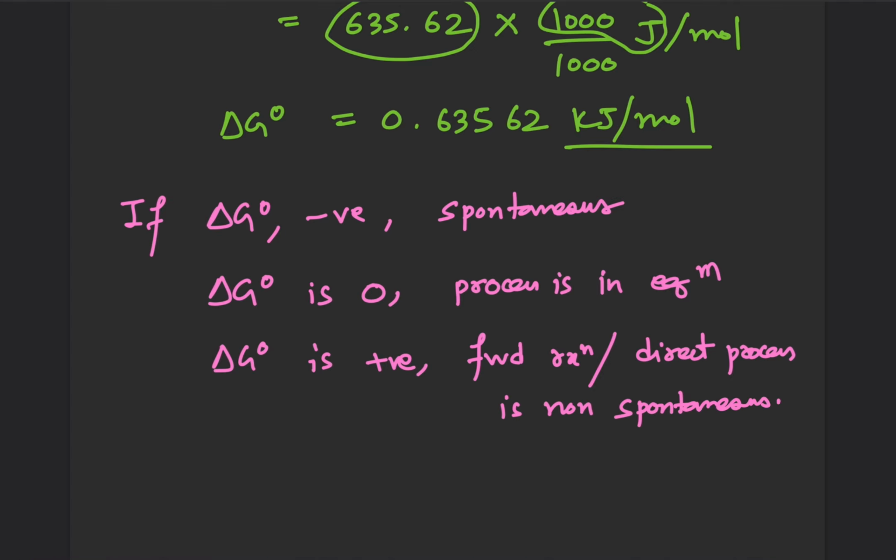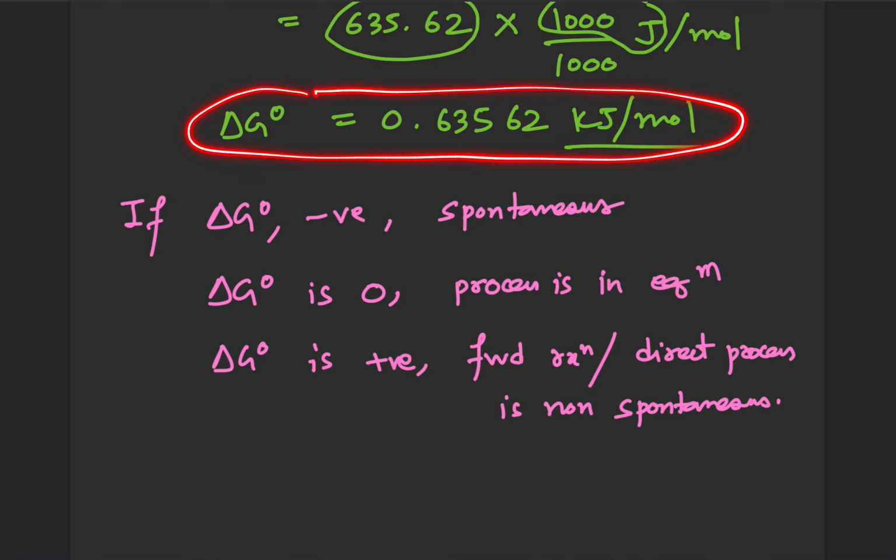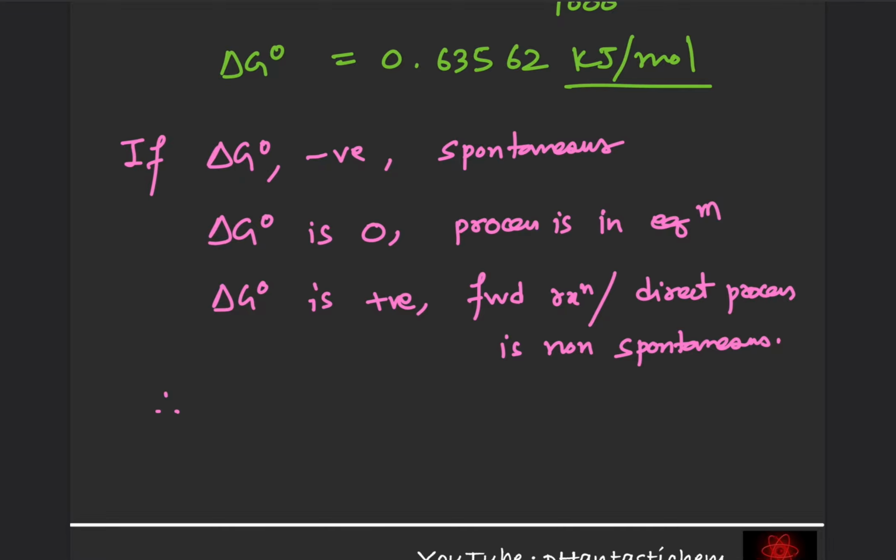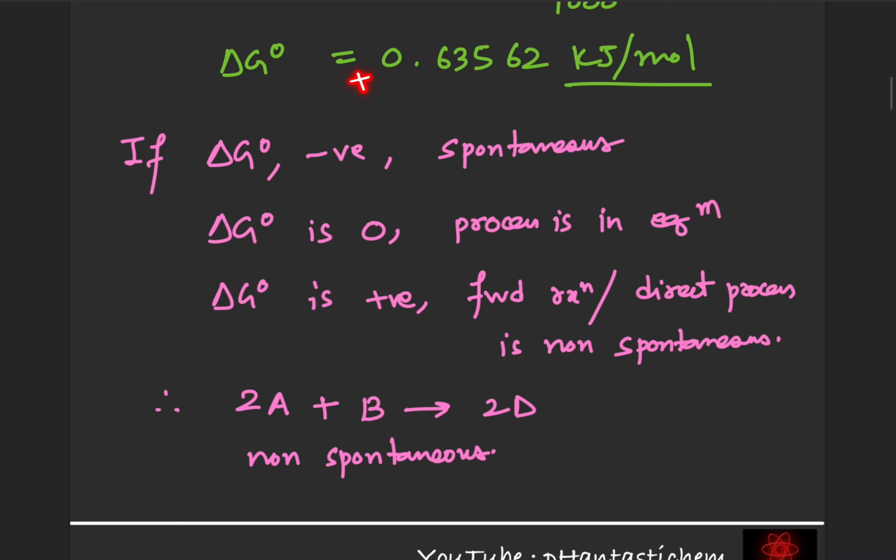So in our case, delta G naught in our reaction is positive, that is plus 0.63562 kilojoules per mole. So therefore, our reaction in the forward direction is non-spontaneous. So 2A plus B giving 2D is non-spontaneous in the forward direction. Therefore delta G naught is plus 0.63562 kilojoules per mole and the reaction is non-spontaneous.